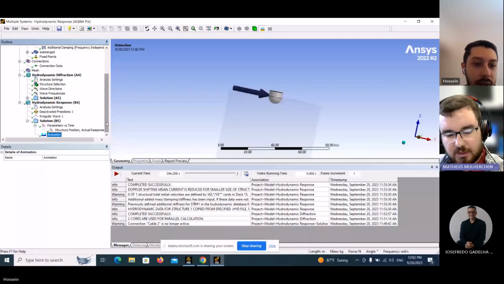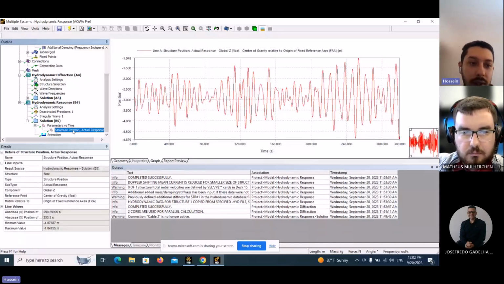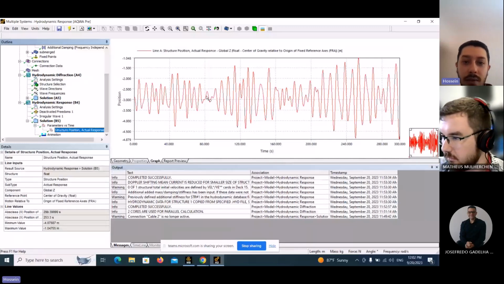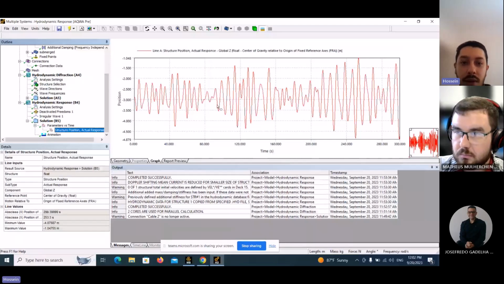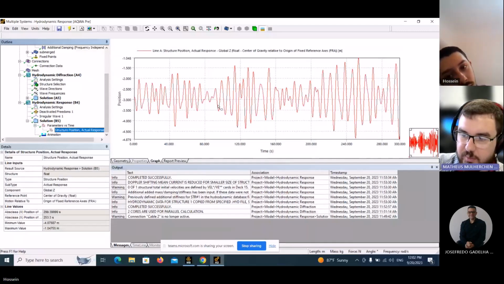All right, so the outputs are just the motion of your structure, or maybe the velocity. You can add it to the power calculation formula and calculate your output power. It's just this. Great.